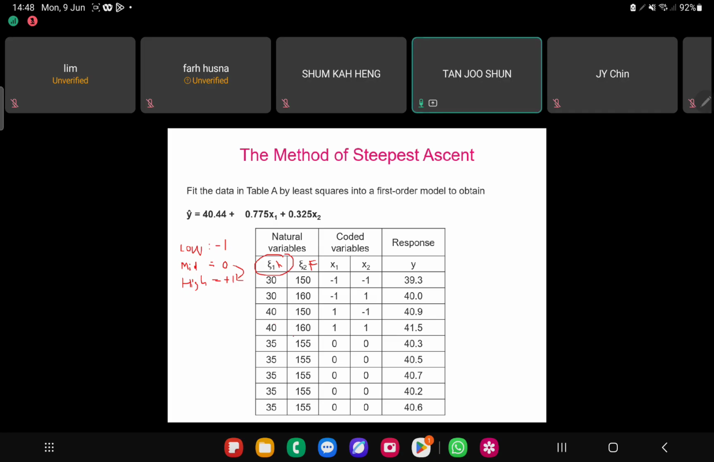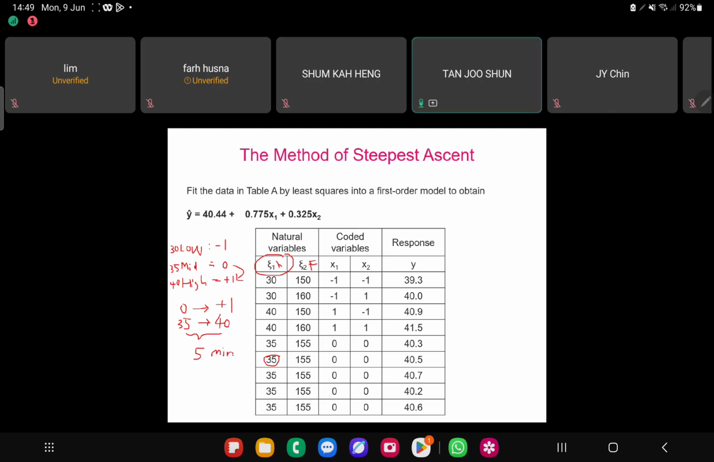The mid actual value is 35 minutes. Low is 30 minutes and high is 40 minutes. 35 to 40, meaning one unit, 0 to +1, is from 35 to 40 minutes. So what is the range here? 0 to 1 is 5 minutes.